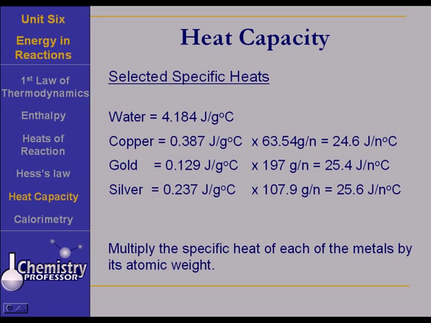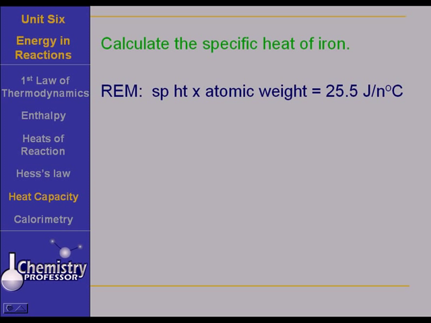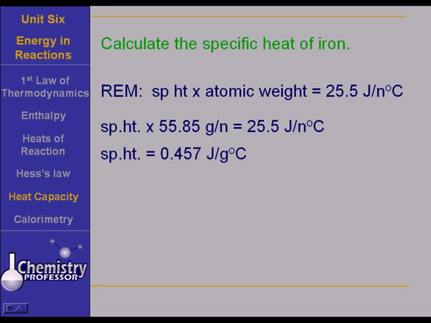So this means then, if you're ever given a problem and you need the specific heat of a metal and you don't have that specific heat, you can calculate. Here's an example. Let's calculate the specific heat of iron. Now remember, the specific heat times the atomic weight is equal to 25.5 joules per mole degree Celsius, approximately. So we take the specific heat, which we're looking for, times the gram atomic weight of iron to equal 25.5 joules per mole degree Celsius. And that came out that the specific heat was 0.457 joules per gram degree Celsius.